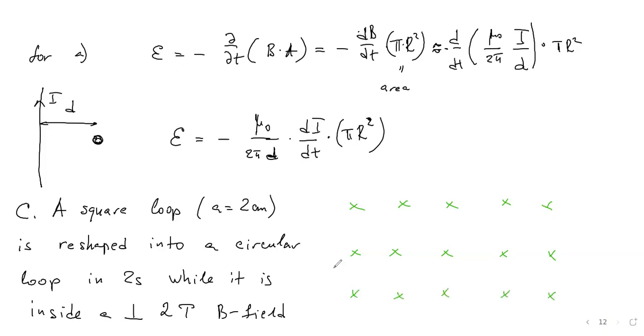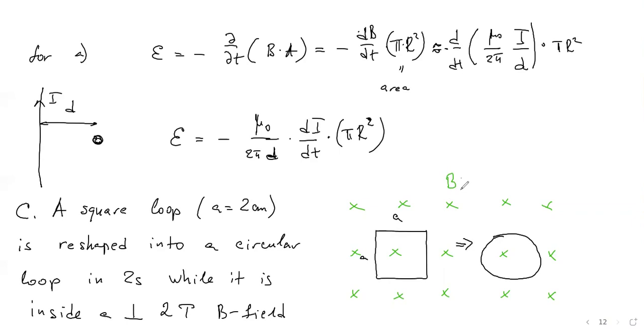And then you have a square loop. The size of the loop is A, the size of the square, which you're gonna reshape. So you change the shape of this loop. So you create a perfect circle, so that the time of the transformation from square to circle is 2 seconds.